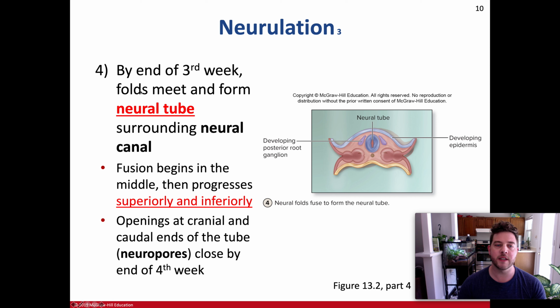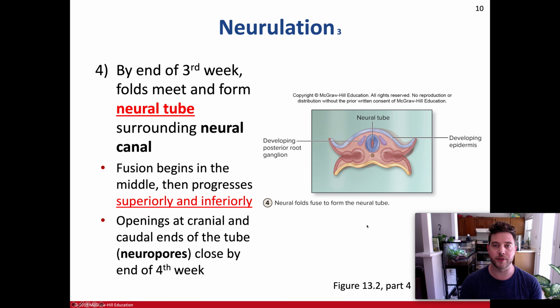By the end of the third week, the folds meet and form the neural tube surrounding the neural canal. Fusion begins in the middle, then progresses superiorly and inferiorly, so cranially and caudally. Openings at the cranial and caudal ends of the tube are sealed by the end of the fourth week. If they do not, then you have neural tube defects.